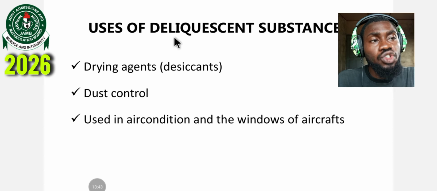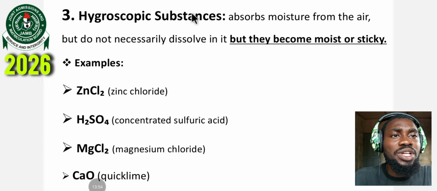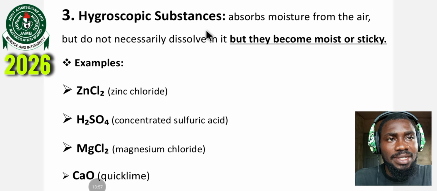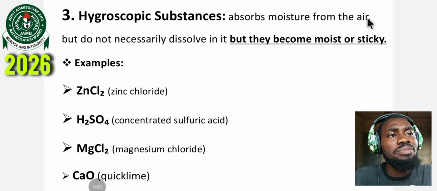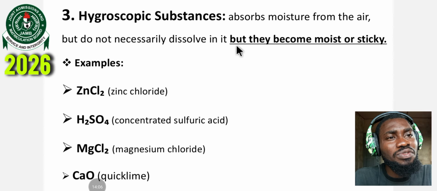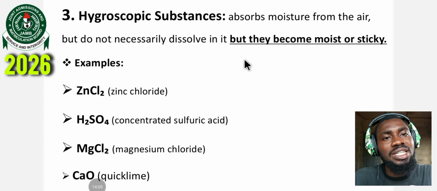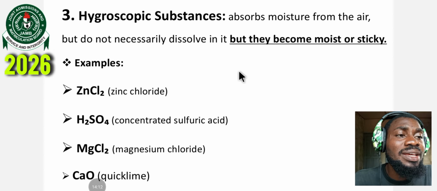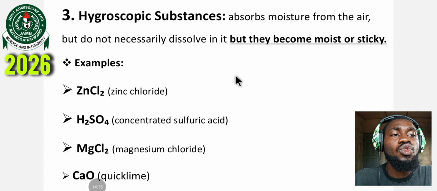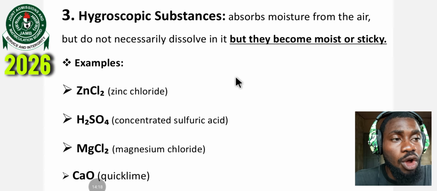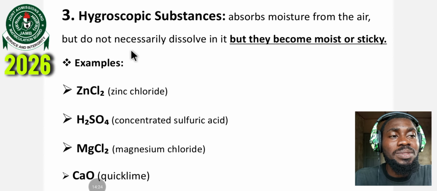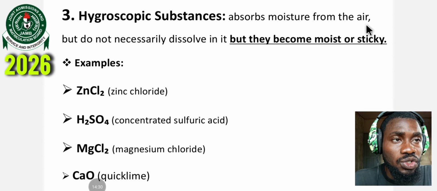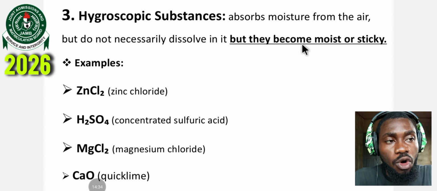Having understood the uses of deliquescent substances, let's look at hygroscopic substances next. Number 3, hygroscopic substances. What are hygroscopic substances? They are substances that absorb moisture from the air, but do not necessarily dissolve in it, but they become moist or sticky. This is the little difference between deliquescent substances and hygroscopic substances. Deliquescent substances absorb moisture from the air and they turn to solutions. But hygroscopic substances absorb moisture from the air, but they become sticky.